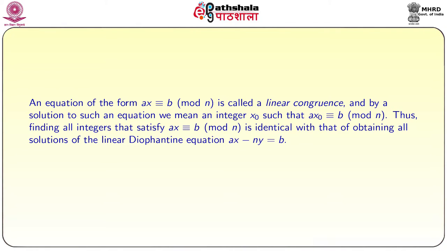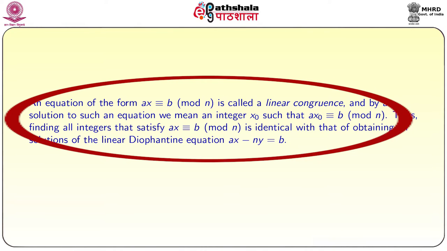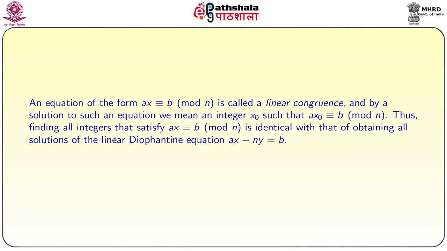An equation of the form ax ≡ b mod n is called a linear congruence, and by a solution to such an equation we mean an integer x0 such that ax0 is congruent to b mod n. Thus, finding all integers that satisfy ax ≡ b mod n is identical with obtaining all solutions of the linear Diophantine equation ax - ny = b. It is because ax ≡ b mod n means that n divides ax - b. So, with that we get this linear Diophantine equation ax - ny = b.